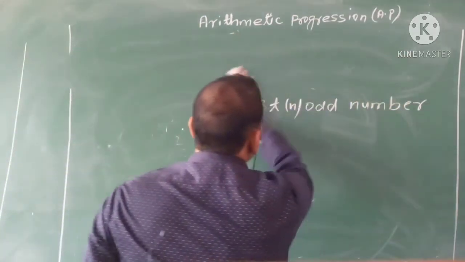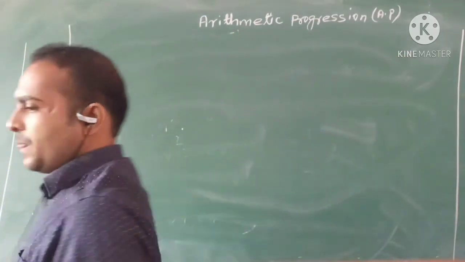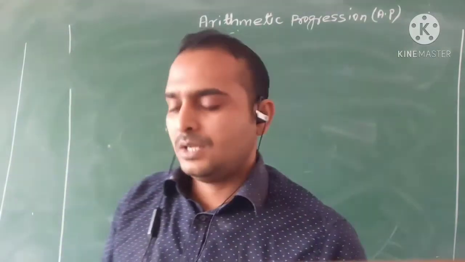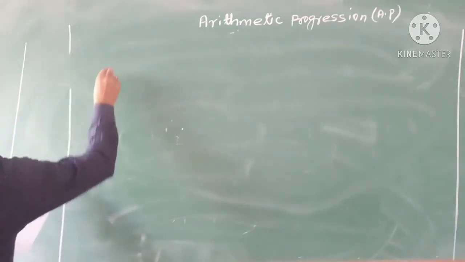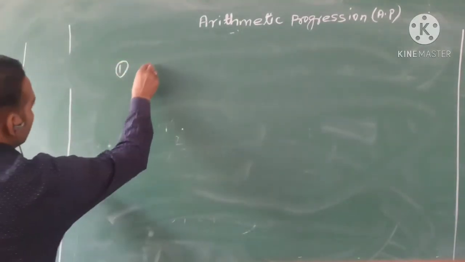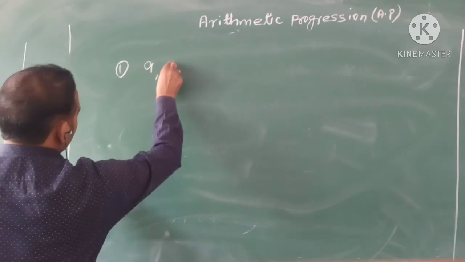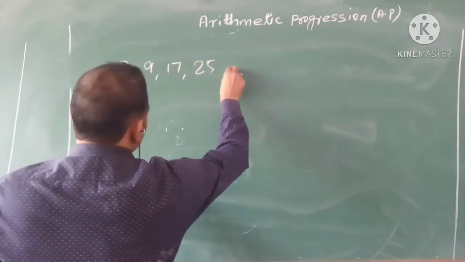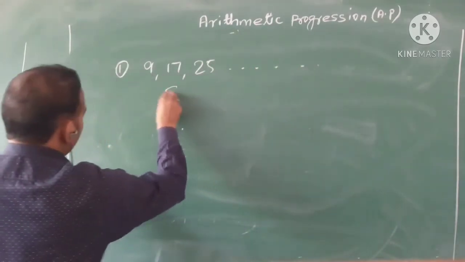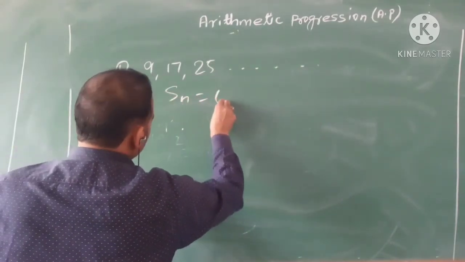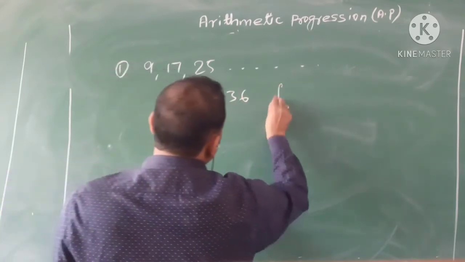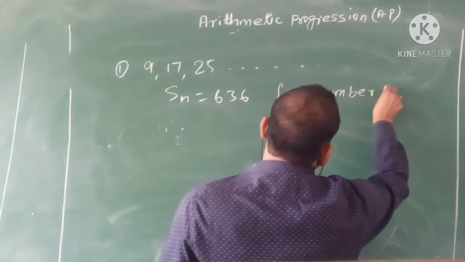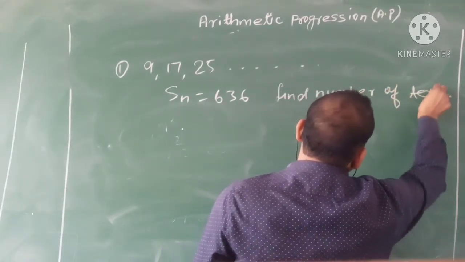Now, after all, I am going to solve two questions that I have written. The first one is: the AP is 9, 17, 25, ... and Sn is given as 636. Find the number of terms.